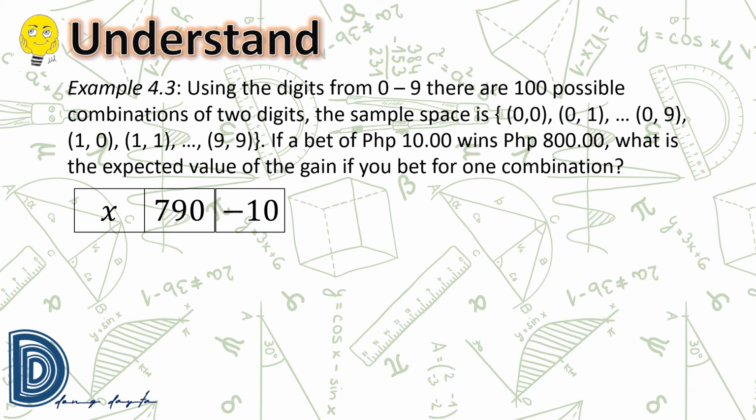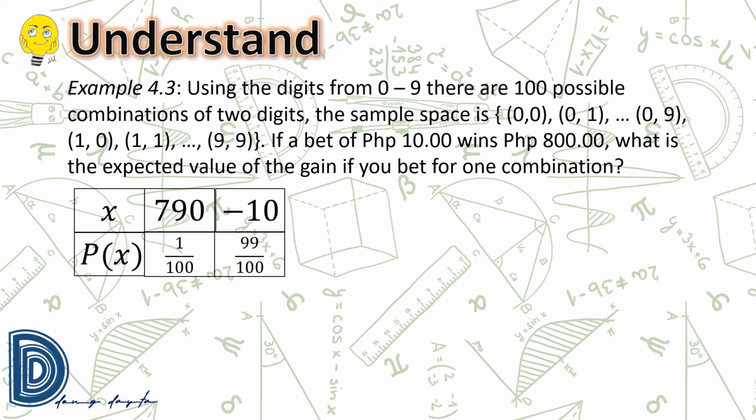The corresponding probabilities are 1 over 100 because you placed only one bet for a combination, so that is 1 out of 100 possible combinations. The probability of losing, therefore, is the complement of this, which is 99 over 100.